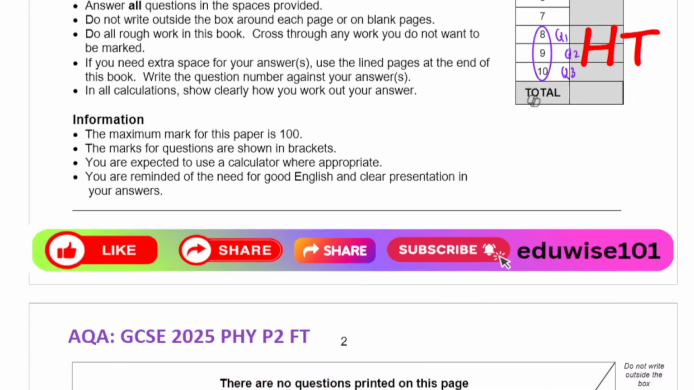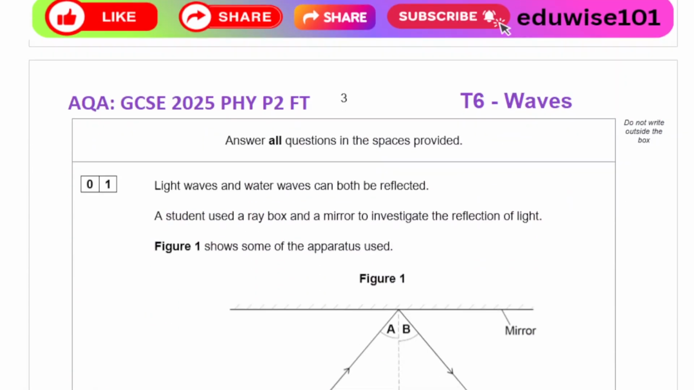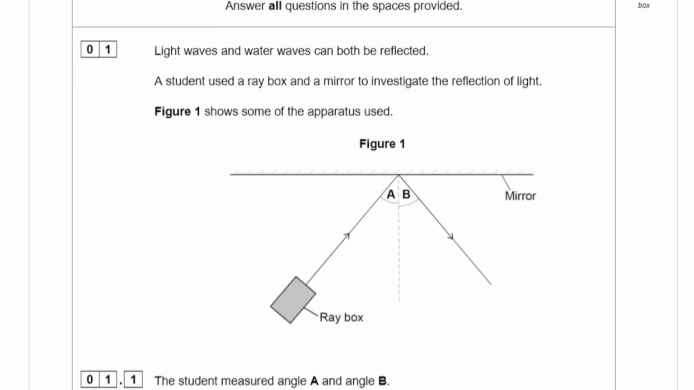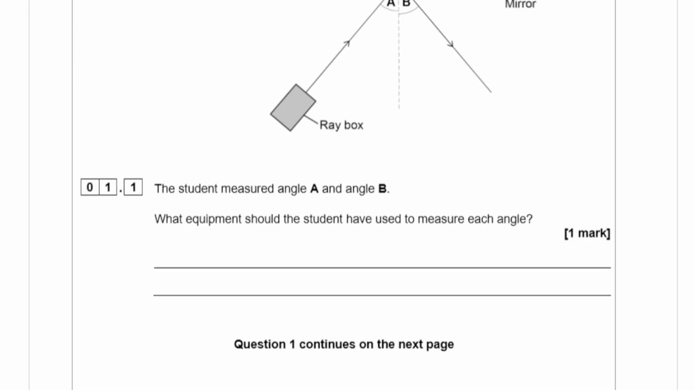So let's look at question number 1. Question number 1 is on the topic of waves. Light waves and water waves can both be reflected. The student used a ray box and a mirror to investigate the reflection of light. Figure 1 shows some of the apparatus used. So we have a ray box with a mirror and it's reflecting. The student measured angles, angle A and angle B. What equipment should the student have used to measure each angle? That would be a protractor.